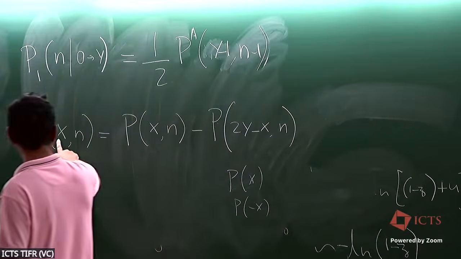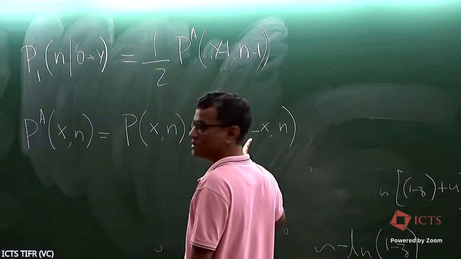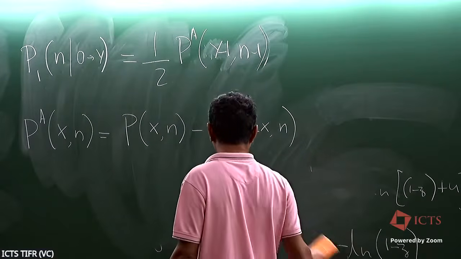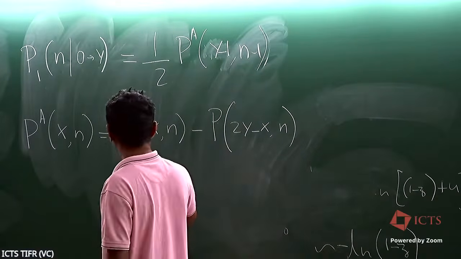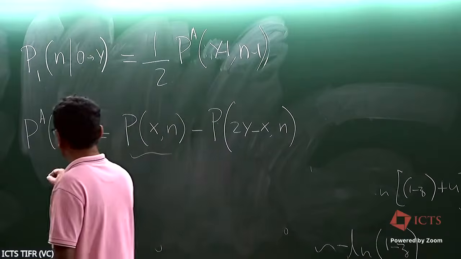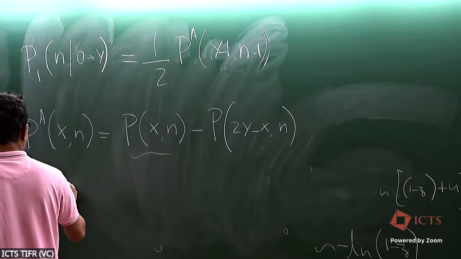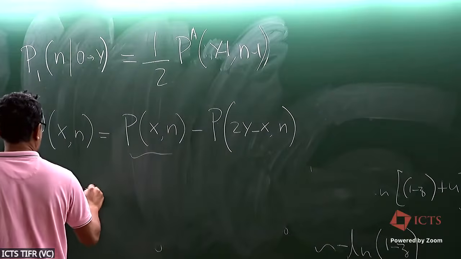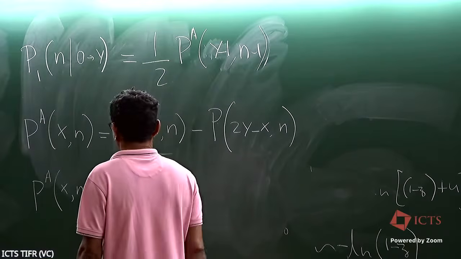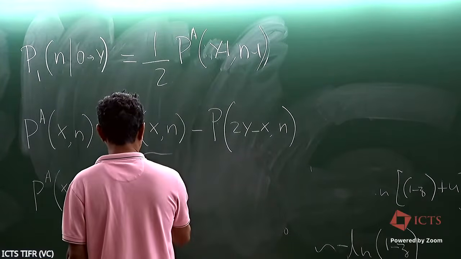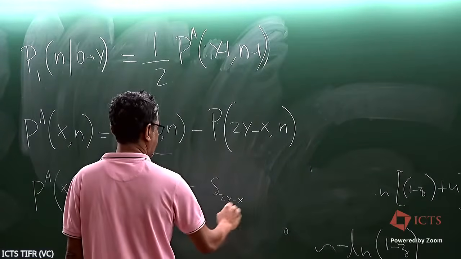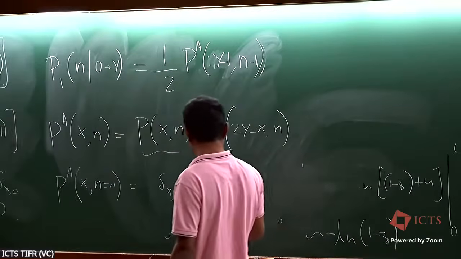Here, if we set x equal to y, you see that this cancels, so it satisfies the boundary condition. Then the initial condition: let's say both of these solutions are obtained with initial condition x equal to 0. Then if we put n equal to 0, this is of course a delta function.